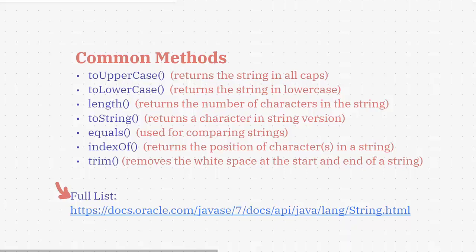There's toUpperCase and toLowerCase, which return the string in all capital letters or lowercase letters. There's length, which returns an integer of how long the string is. There's toString, which takes a character and turns it into a string. There's equals, which is used to compare if two strings are the exact same. There's indexOf, which is the position of characters in a string. And there's trim, which removes the spaces at the start and end of a string.